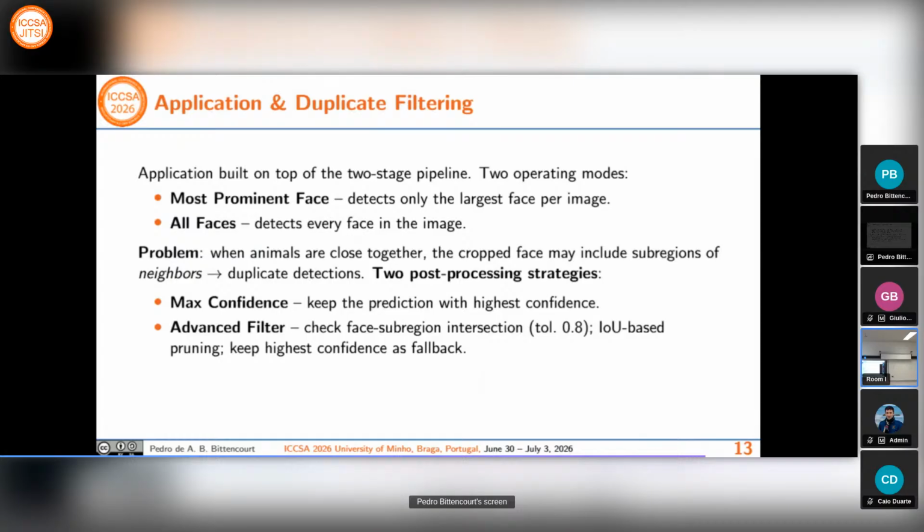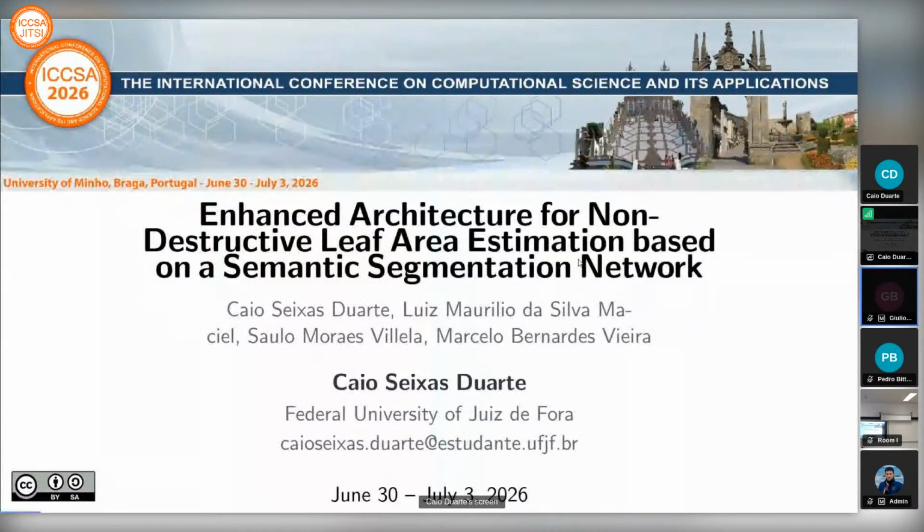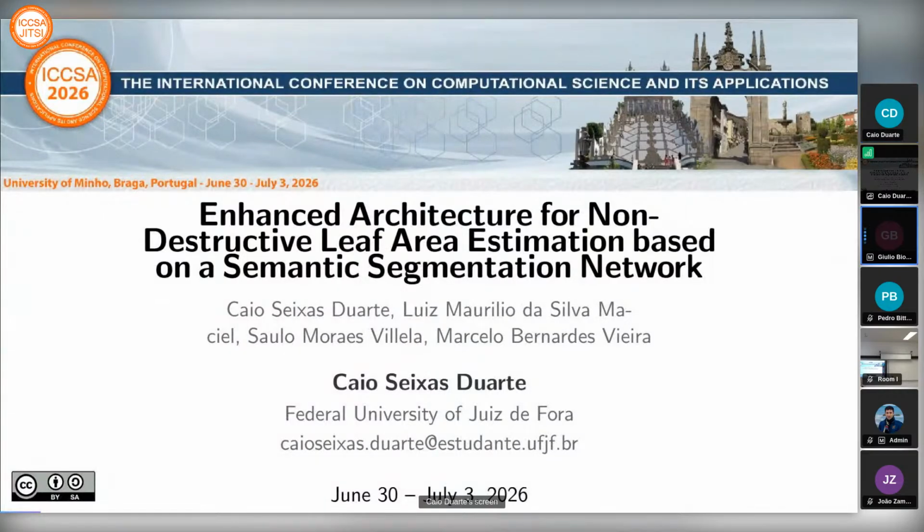Thank you. I think there are no more questions from here. Perfect. So in that case, we can move to the last presentation of this session, which is entitled Enhanced Architecture for Non-Destructive Leaf Area Estimation based on a Semantic Segmentation Network. And I think the speaker is Caio Duarte. Hello, I will share my screen. Yes, we can hear you. Can you see my screen? Yes, we can see it. Okay, so I'll start.